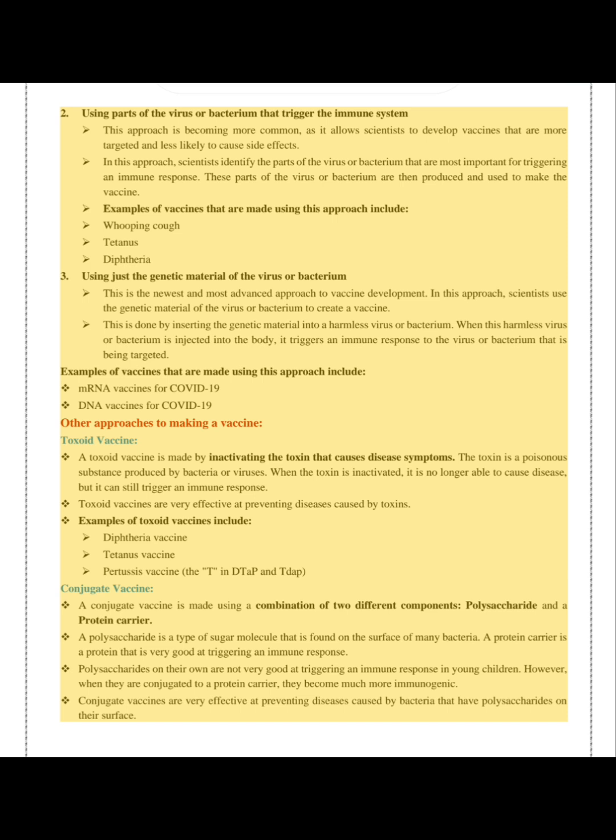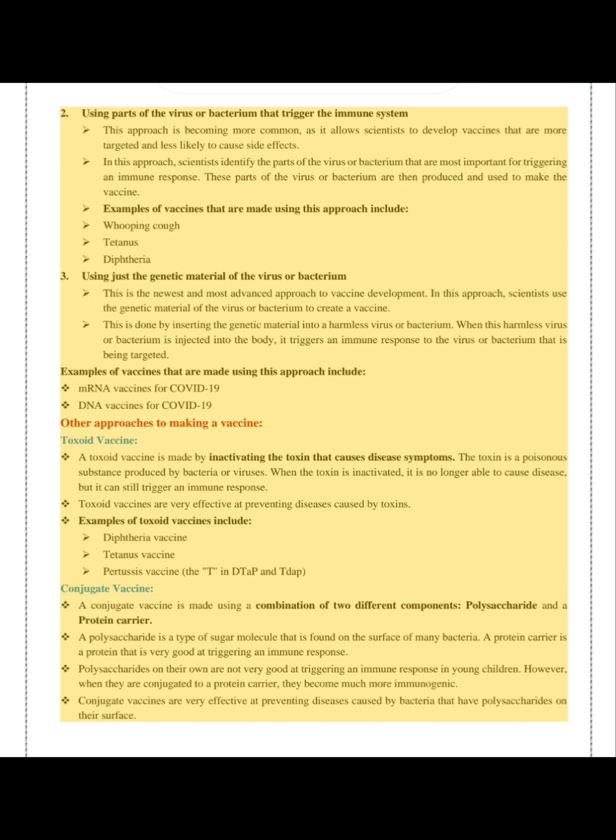Conjugate vaccine. A conjugate vaccine is made using a combination of two different components, a polysaccharide and a protein carrier. A polysaccharide is a type of sugar molecule that is found on the surface of many bacteria. A protein carrier is a protein that is very good at triggering an immune response.